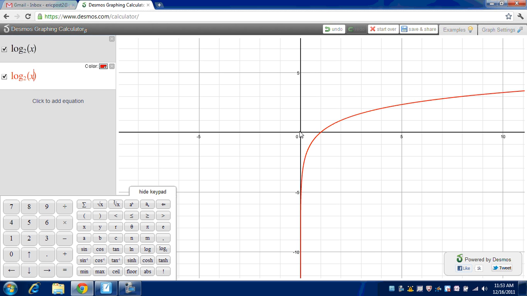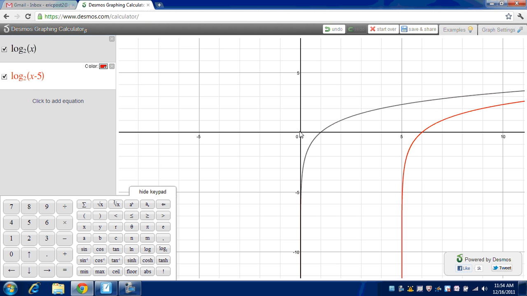So if I'm on the outside of parentheses and I start adding numbers, add 1, add 2, add 3, notice how that's just moving me up. That's all it's doing, it's moving it up. If I subtract numbers, that's just moving me down. The shape is not changing, all it's doing is moving me up and down.